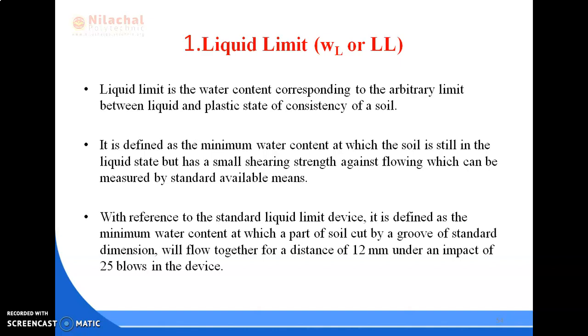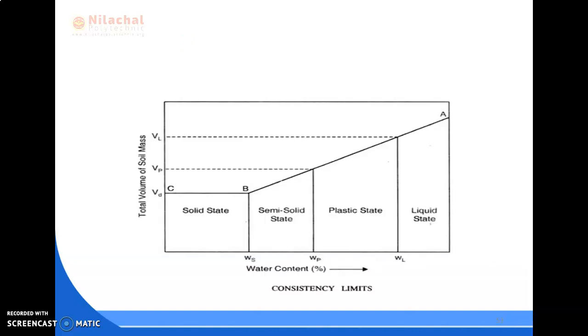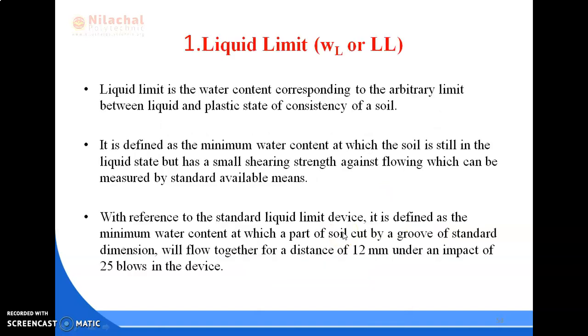So the first one is the liquid limit. Notation is WL or LL. It is the water content corresponding to the arbitrary limit between liquid and plastic state of the consistency of a soil, as shown in the figure. This is the liquid limit, which is the water content between the liquid state of the soil and the plastic state of the soil.